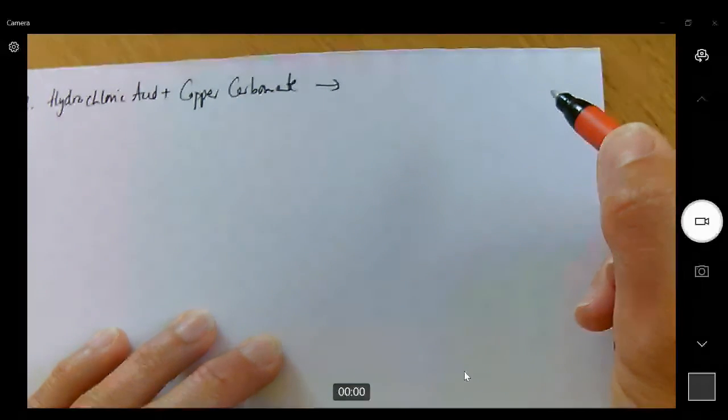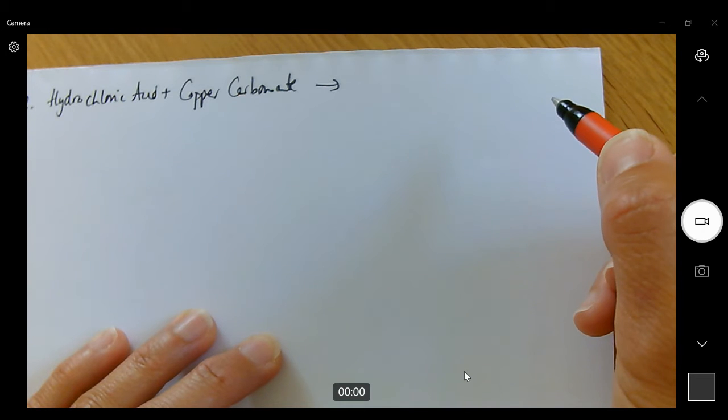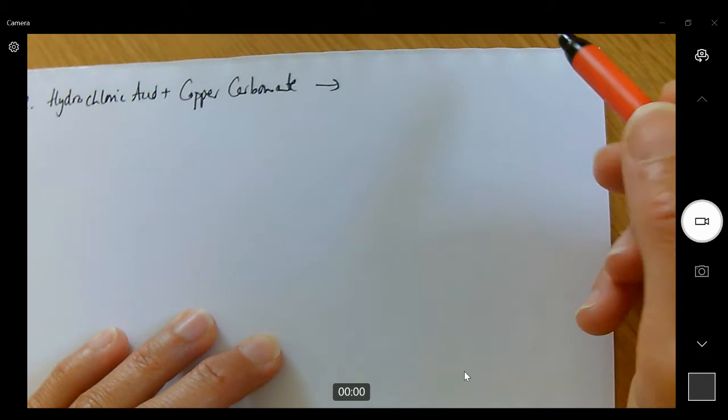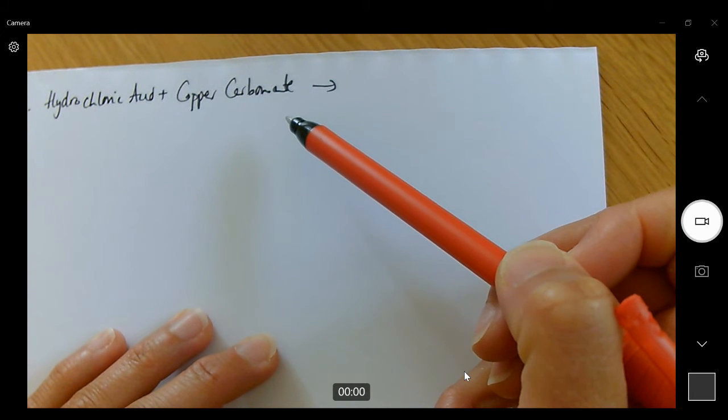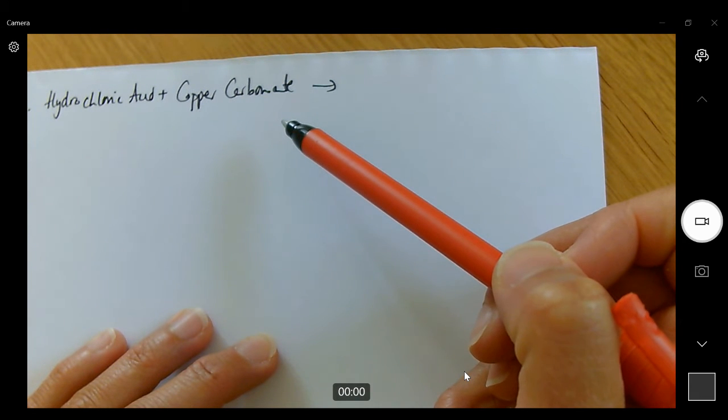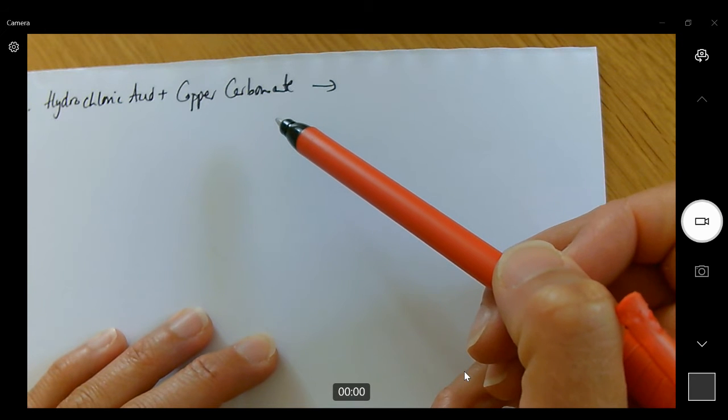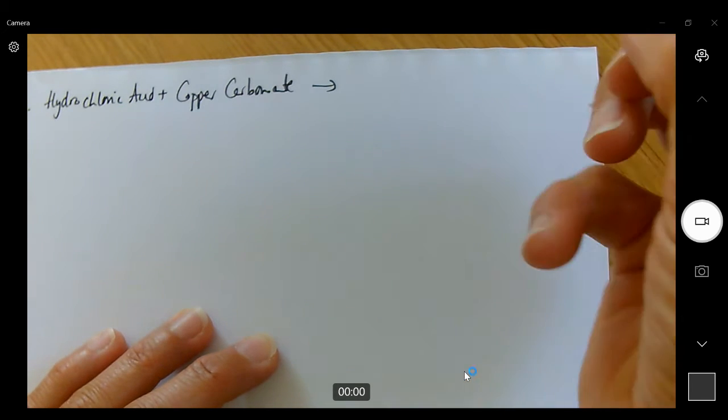The first thing we know from looking back at, I think it was slide 5 or 6 on the PowerPoint, where we have all the different reactions of acids, is that an acid reacting with a carbonate produces a salt, water, and carbon dioxide, which is a gas. So you will see it bubbling in your reaction mixture.